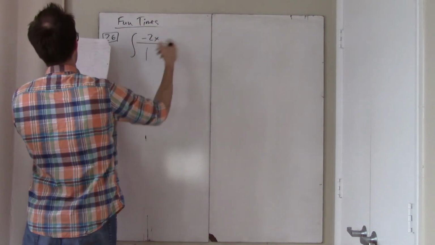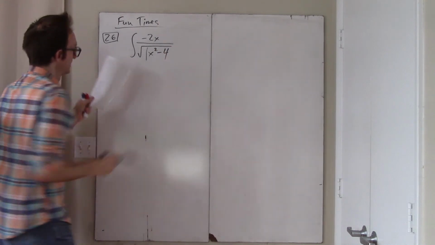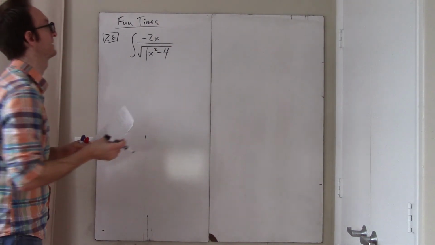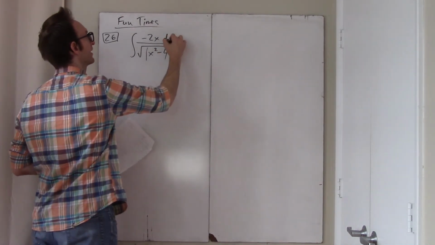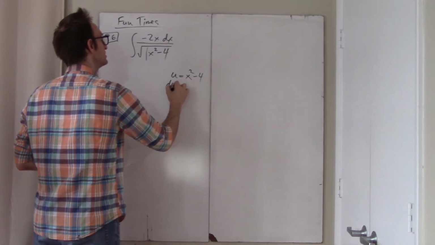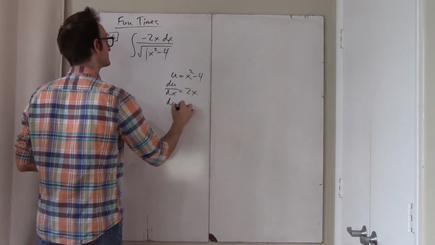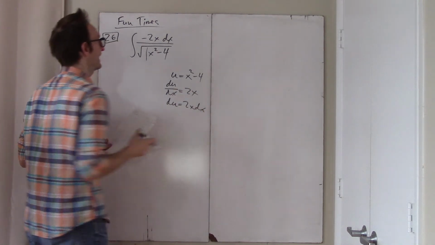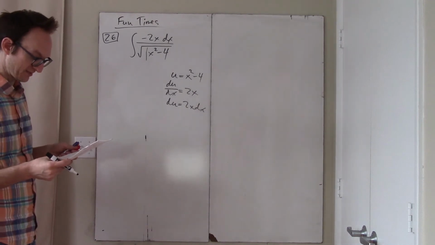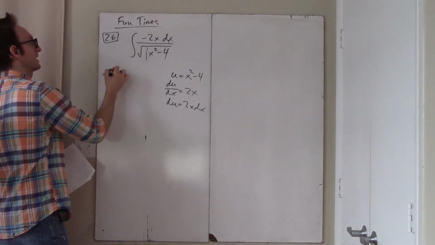Oh, oops. What is 26? Negative 2x over root x squared minus 4. Okay, this is just same old, same old. Sorry. Yeah, I just let u be x squared minus 4. du dx is 2x. So du is 2x dx. And that's pretty much what I have here, except there's this negative here.